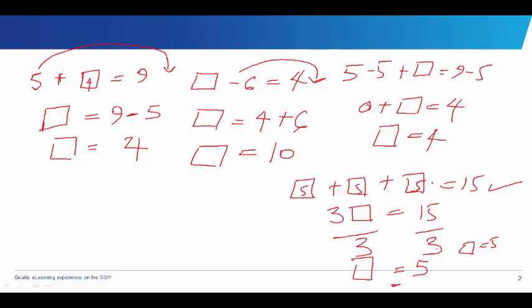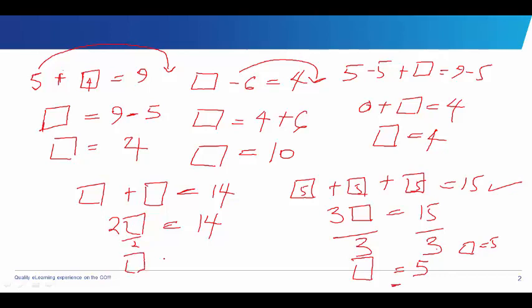So that means you are correct. Let's look at another example. This box plus this box equals 14. So 2 boxes equals 14. We'll divide by 2 because we have 2 here, so that we'll have box left. When you now do 14 divided by 2, it gives us 7. So our box equals 7. Therefore, when you have 7 plus 7, it automatically gives us 14. So that is our answer.